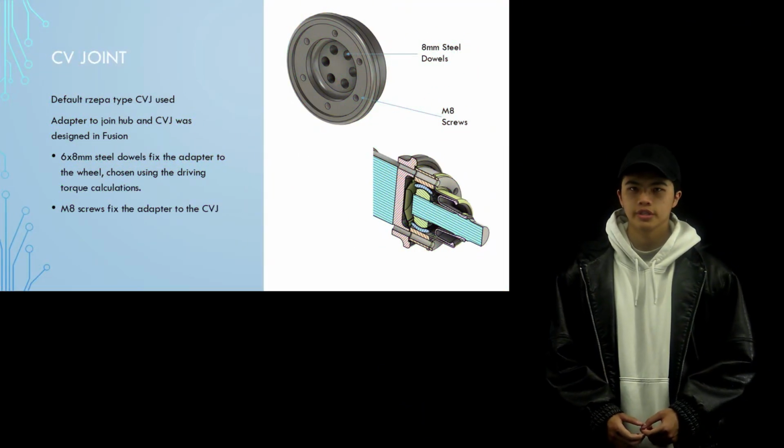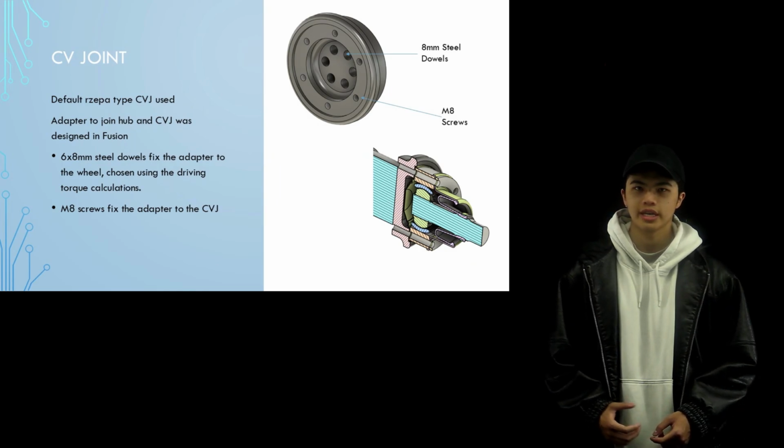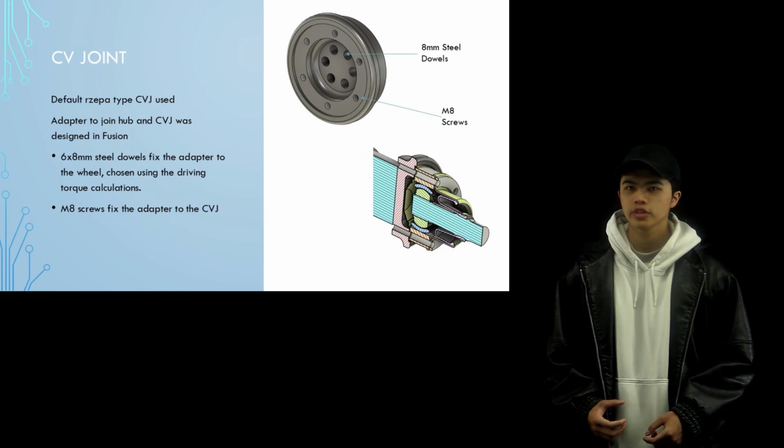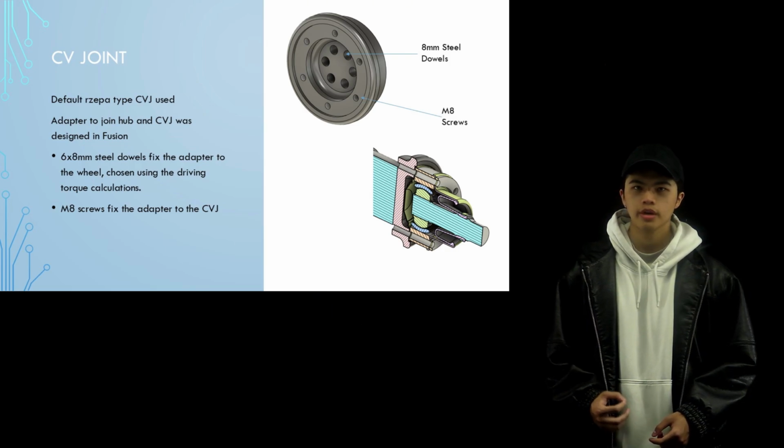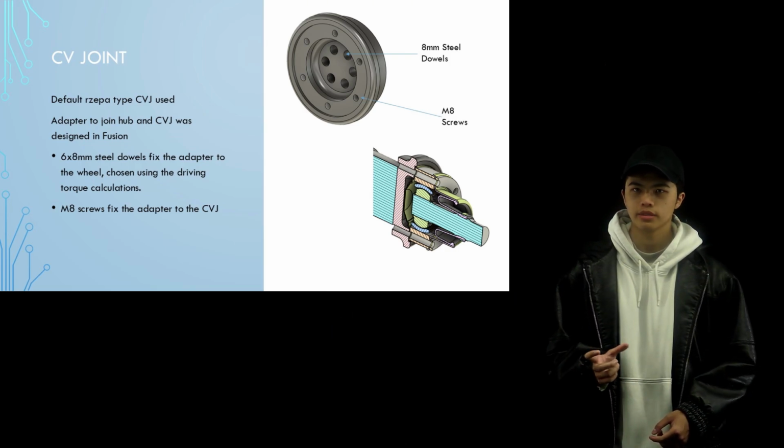The final part left to design was the adapter for the constant velocity joint. This connection allows the CVJ to connect with the rest of the wheel assembly. The overall design exhibits 6 drilled holes in the wheel hub for 8mm diameter dowels, and M8 screws are used to fix the adapter to the CVJ.